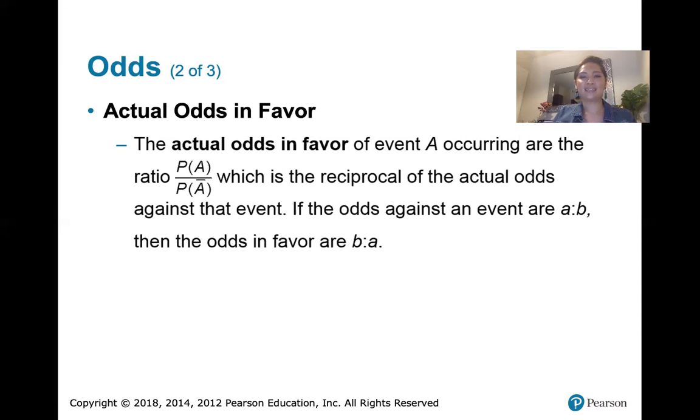So if the odds against an event occurring are A to B, the odds in favor of that event occurring are B to A. You just flip them. The ones in favor of A occurring have the probability of A in the numerator. The odds against A occurring have the probability that A doesn't occur in the numerator.